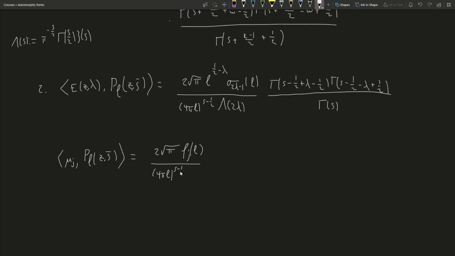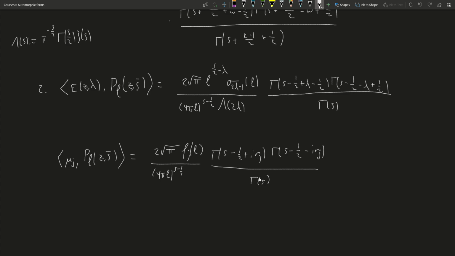For the Eisenstein series, you could write out what the Fourier coefficient was, and here you have gamma of s minus 1/2 plus i r_j times gamma of s minus 1/2 minus i r_j, and all this divided by gamma of s.